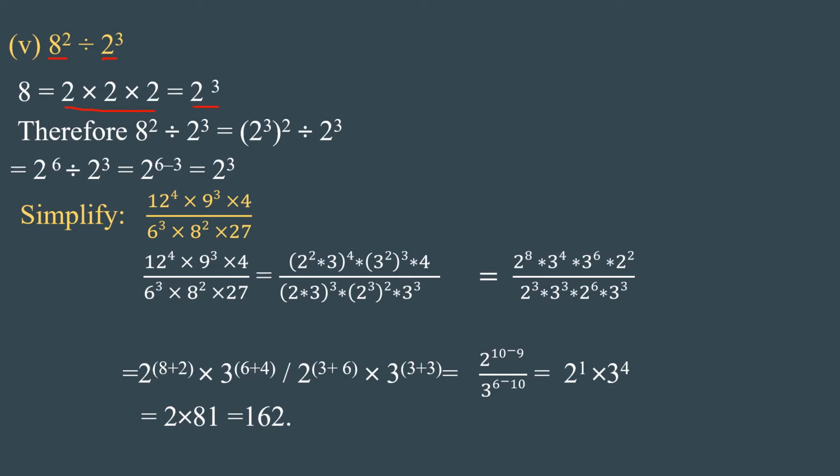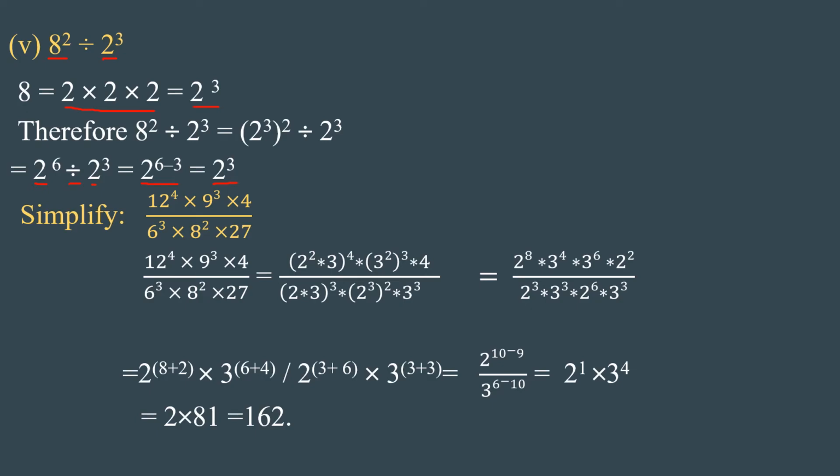And when we come to the problem, 8 can be written as 2 power 3 and whole power 2, divided by 2 power 3. Here we got 2 power 6 divided by 2 power 3. The bases are equal and they are dividing, so their exponents should be subtracted. 2 power 6 minus 3, that is 2 power 3.